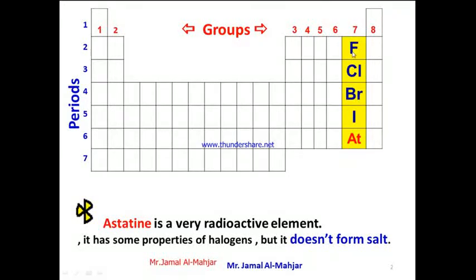You get it now? This one has the highest electronegativity. It means the ability to attract electrons. That's why it is the most reactive element. And the reactivity decreases when you go down until we get what? The iodine. It is the least reactive.